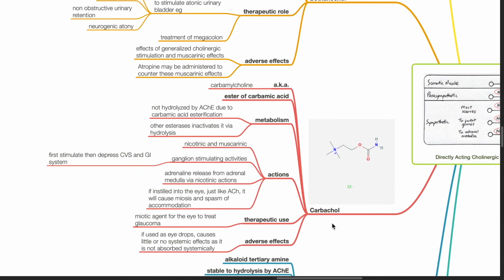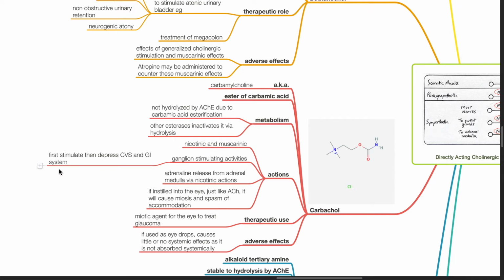Carbachol, also known as carbamylcholine. It is an ester of carbamic acid. Metabolism. It is not hydrolyzed by acetylcholinesterase due to carbamic acid esterification. Other esterases inactivate it via hydrolysis. Actions of carbachol: nicotinic and muscarinic, with ganglionic stimulating activities as well.